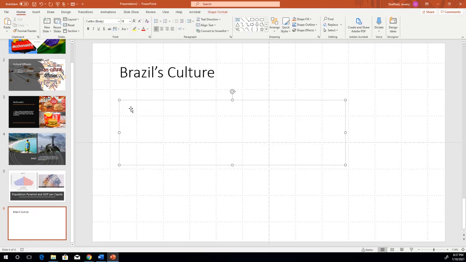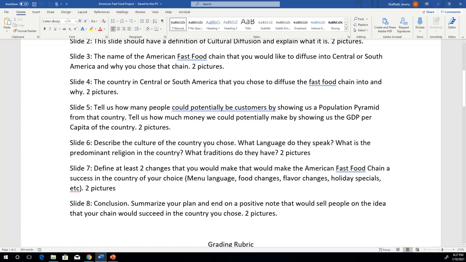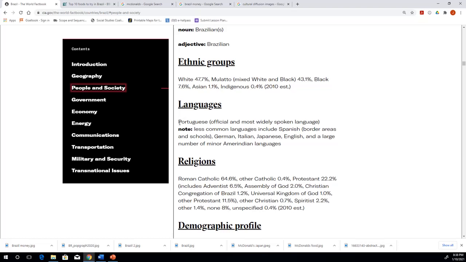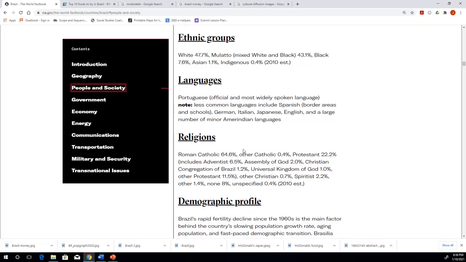In Brazil, the official language is Portuguese. Let me capitalize Brazil there. What is the predominant religion in the country? Okay, so for your country, it's probably going to be some kind of Christianity or Catholicism, but you can click on people in society. Languages, right? Portuguese, official, most widely spoken language, right? So you literally copy that. Religion, the most popular religion is Roman Catholic, okay? And then other Catholic, and then Protestant. So Christianity is the domineering religion there.